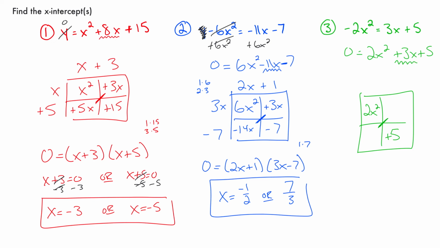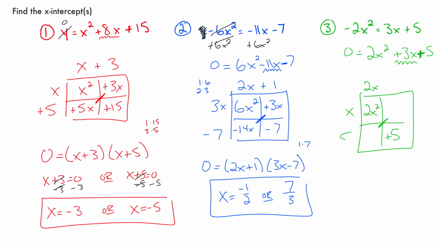It seems really easy because the 2 is prime and the 5 is prime. So let's put the 2x here and the x here. If I put the 5 here and the 1 here, I'll get a 5x and a 2x. Those would add together to get me 7, not the 3. All right, so that doesn't work. The 1 and 5 in that orientation don't work together. So let's try swapping them up.